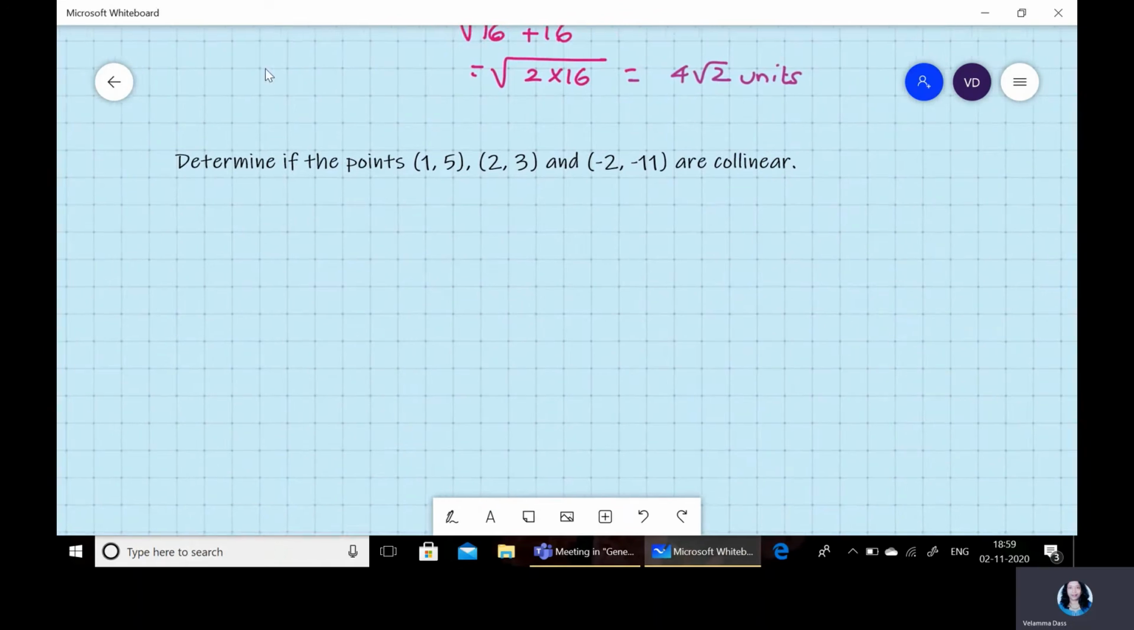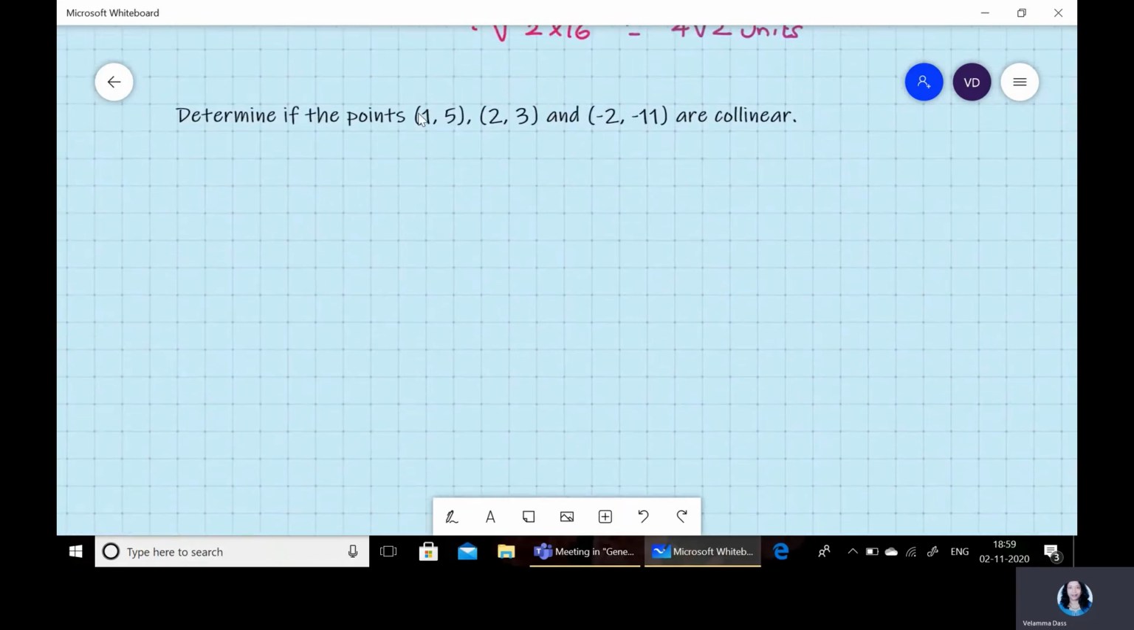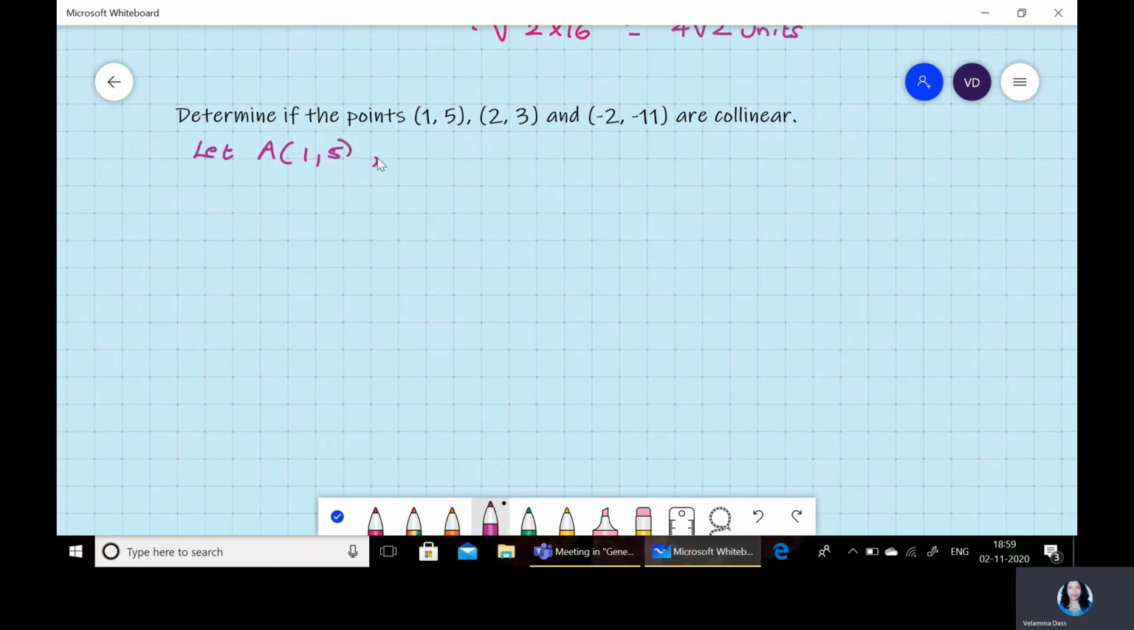The next sum says: determine if the points (1, 5), (2, 3) and (minus 2, minus 11) are collinear. So here you have to prove whether the points are collinear or not. First we will assign them letters. So solution: let A be (1, 5), B we will assume as (2, 3), and C we will assume as (minus 2, minus 11).